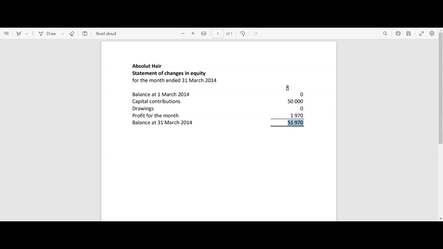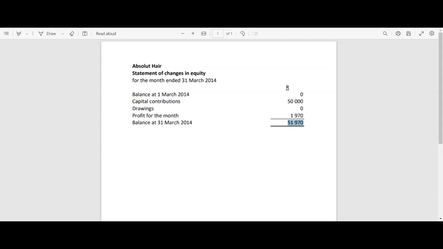Doesn't seem like it. Okay, so now we can go to our statement of financial position, where we are going to list out our assets and our liabilities and our equity. So we already know that this 51,970 has to be transferred to the next statement. And the next statement is our statement of financial position. So we're going to transfer it over from the statement of changes in equity to our statement of financial position as our capital. Right, we know that.